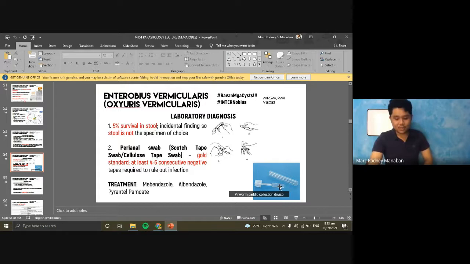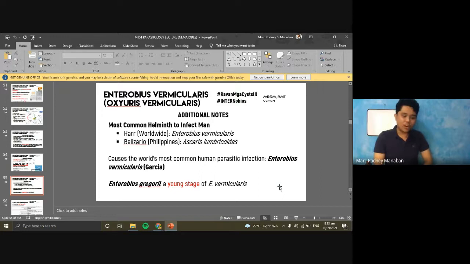Now, additional notes, because there are conflicts of interest, or conflicts in terms of which is the most common. According to HAR, the reviewer, the most common helminth infection in man worldwide is Enterobius. But for Belisario, especially in the Philippines, it's Ascaris. According to Garcia, his phrasing is the world's most common human parasitic infection is still Enterobius.